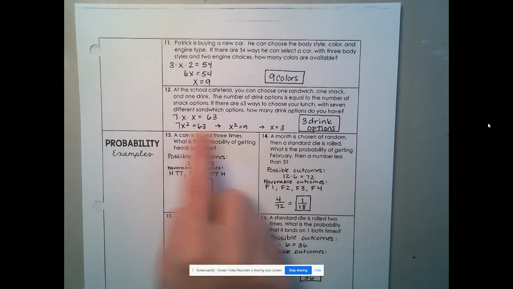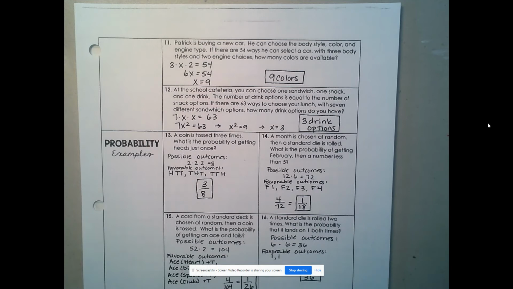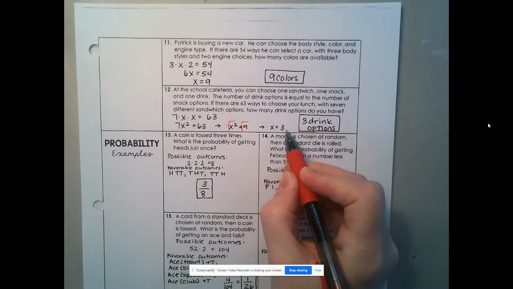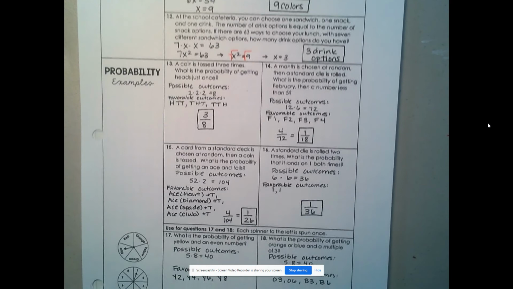Divide both sides by 7. We'd get X squared equals 9. Square root both sides. So don't forget on that step, you would do the square root of x squared and the square root of 9, and x equals 3. Now, the reason we only use 3 and not plus or minus 3, we can't have negative 3 drink options. Most of the time when we're doing real world examples that involve square roots, we only use the positive square root.